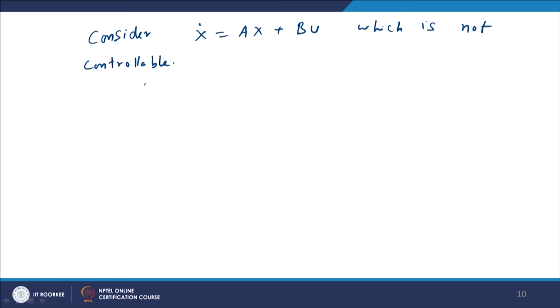So, that means the rank of the matrix, the block matrix B, AB, up to A power n minus 1 B, is equal to, let us say, R, which is less than n. So, can we apply a similar theorem? Can we find a feedback control? That is the question here.